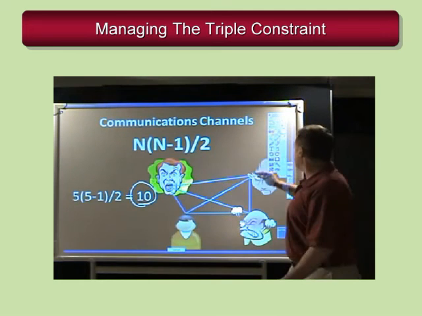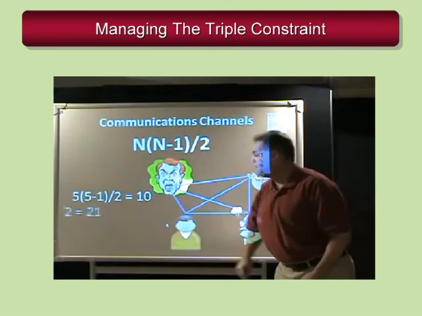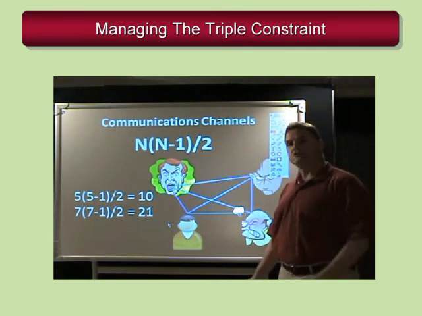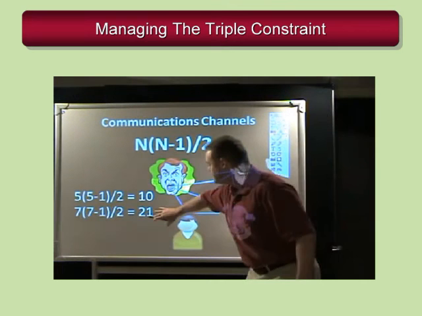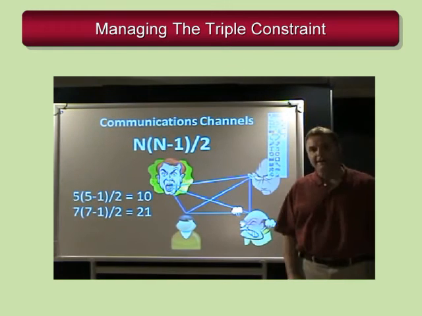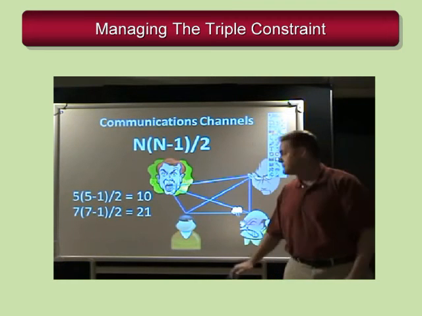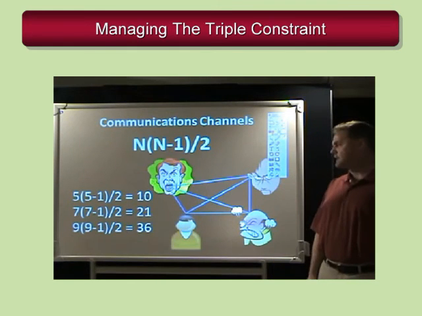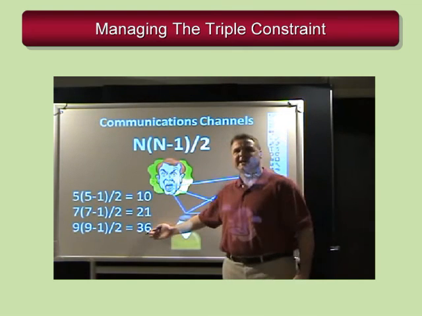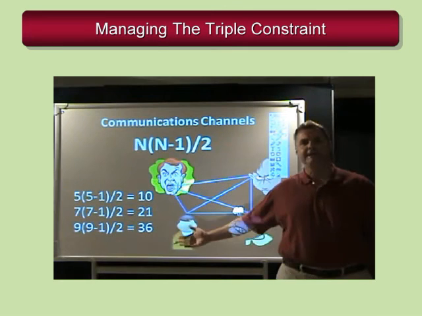So let's say now I have some more members I added. 2 more team members, making it a total of 7. That gives me communication channels of 21. So adding 2 team members more than doubled the communication channels I have to manage. Look, if I had 9 members altogether, I'd have 36 channels to manage. I can't manage that many communication channels.